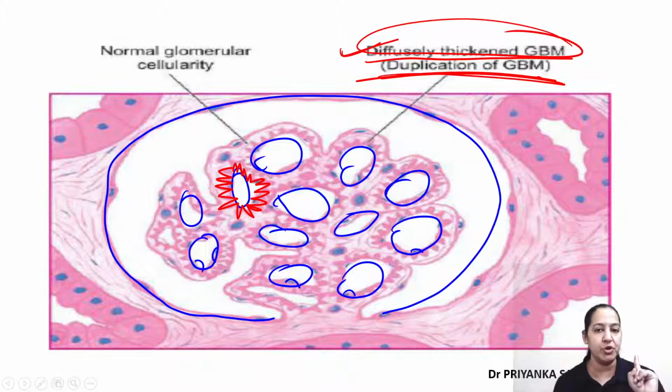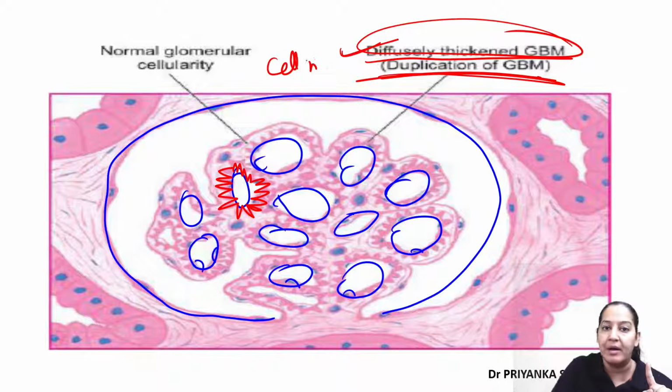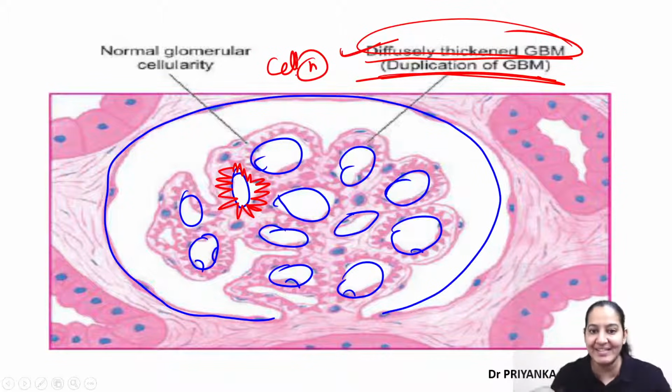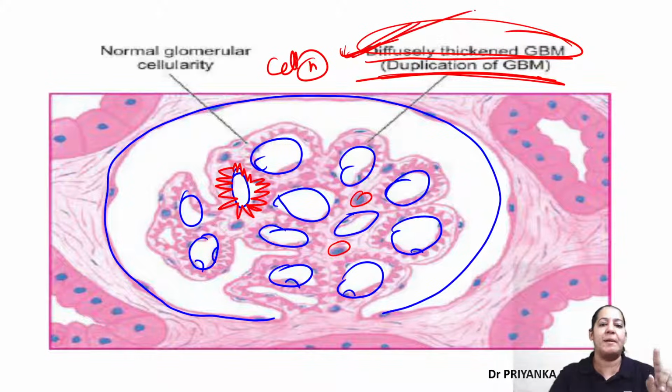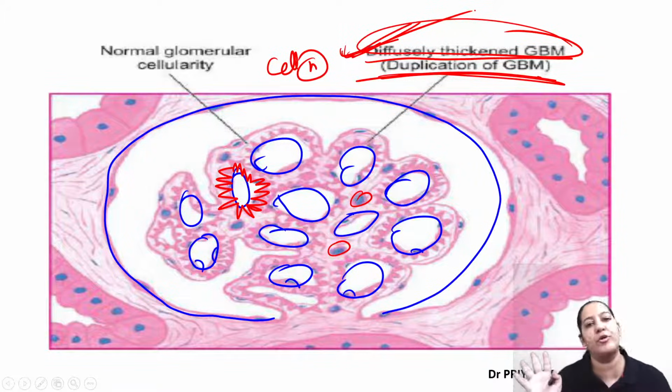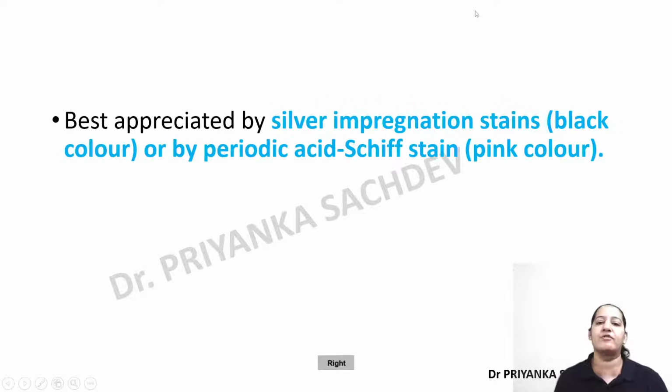One more thing that you should notice here: cellularity is normal. It is not hypercellular. I cannot find the cells inside that, right? Ikka dukka jo cells hain, wo normal cells hain. I can't find abundant neutrophils and lymphocytes inside that. I can find only one finding, thickening of the basement membrane. That's why it is known as membranous glomerulonephritis. So membranous means thickening of the basement membrane.